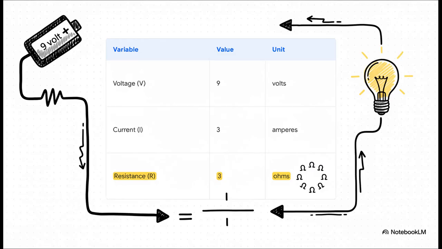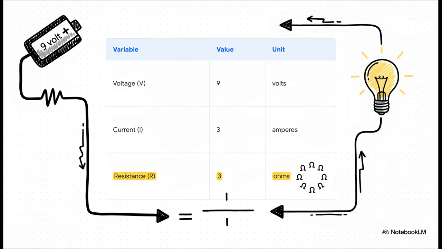Okay, let's make this real. Imagine you've got a standard 9-volt battery, and you hook it up to a little light bulb. You get out your meter and measure the current, and it reads 3 amps. So what's the resistance of that light bulb? Well, we just shuffle our formula around a bit. Resistance equals voltage divided by current. So 9 volts divided by 3 amps gives us a resistance of 3 ohms.